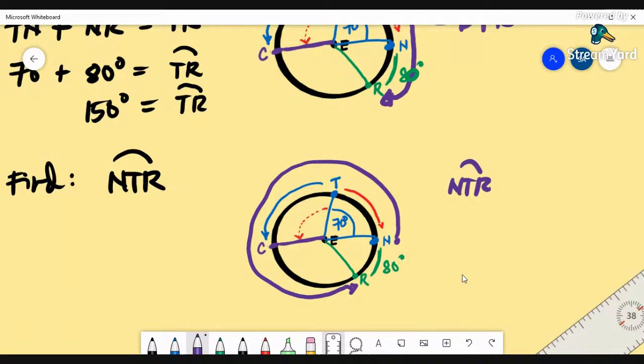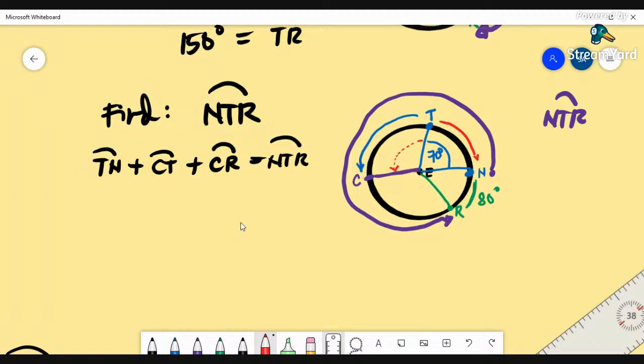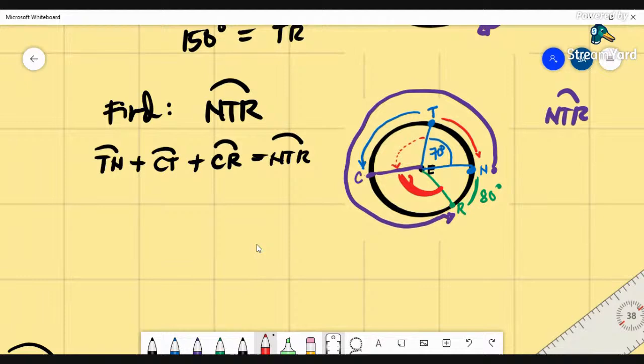As you can see, looking at the illustration, NTR is the sum of the arcs it passes through: arc TN plus arc TC, or CT, CT na lang, and then yung hindi pa natin nasosolve, arc CR. Since hindi pa natin alam yung measure ng arc CR, pwede natin siyang hanapin muna bago tayo mag-proceed dito. So, NTR. Hanapin muna natin yung measure ng arc CR. Let me just mark that.